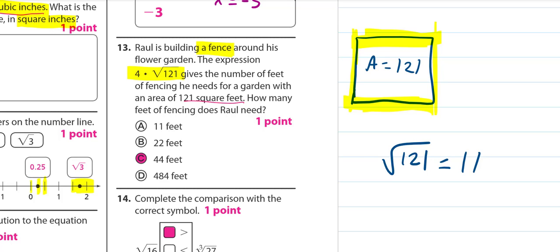So for this side, he needs 11, 11 here. He's going to need 11 here. He's going to need 11 here. This is why we're given this expression. 4 times the square root of 121. That's 4 times 11, which equals 44.